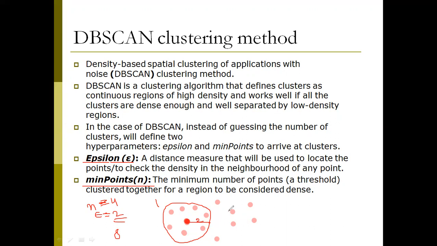Okay, suppose I take this as the second center point. Now I have taken one second center point. From this second center point, based on some epsilon value, I have drawn one more circle like this. So this is epsilon, the radius from the center point.